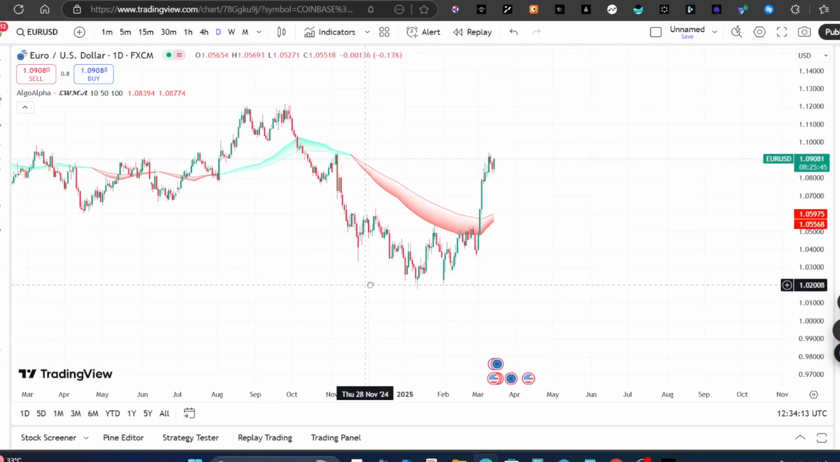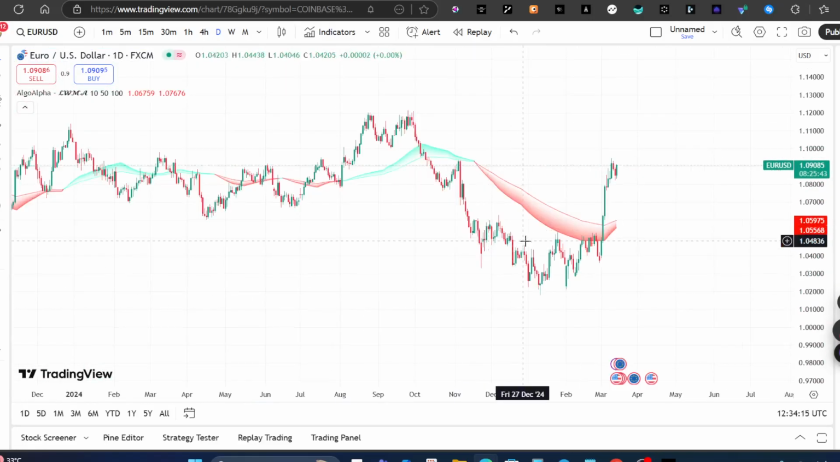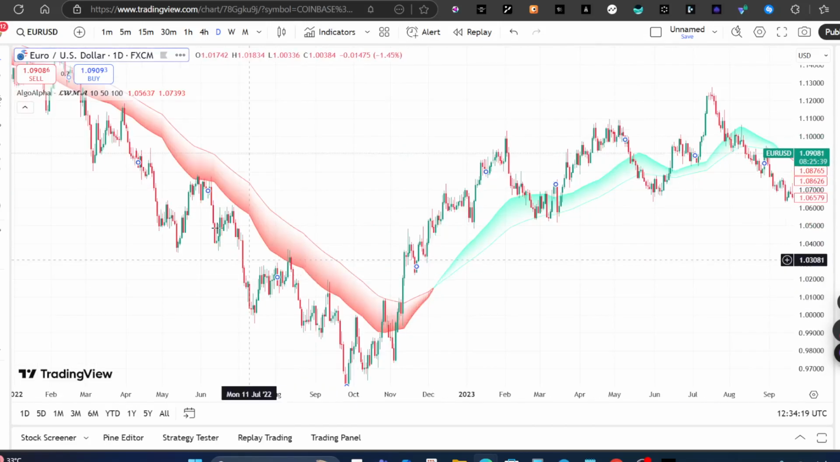This is another sell trend, right? But the width of this indicator, you can't compare it to this, can you?